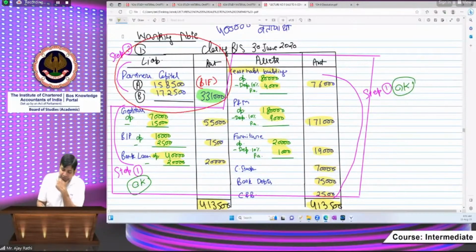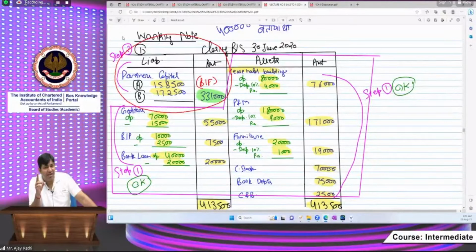So here we are starting our today's session as per the requirement of the question. We have completed the single entry part of the first group. Now start with step number first.